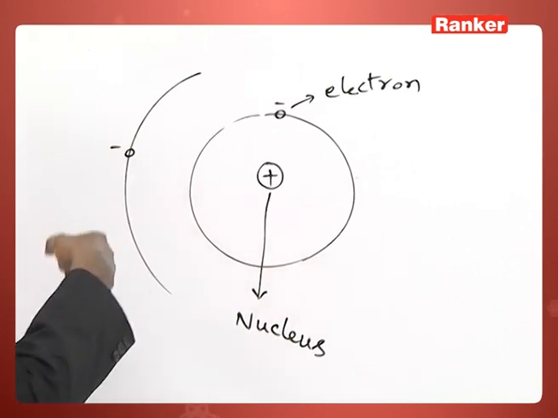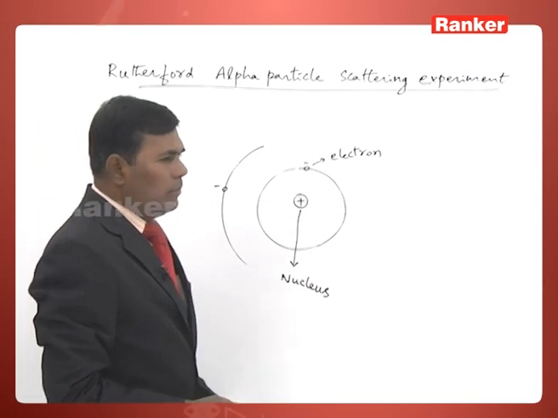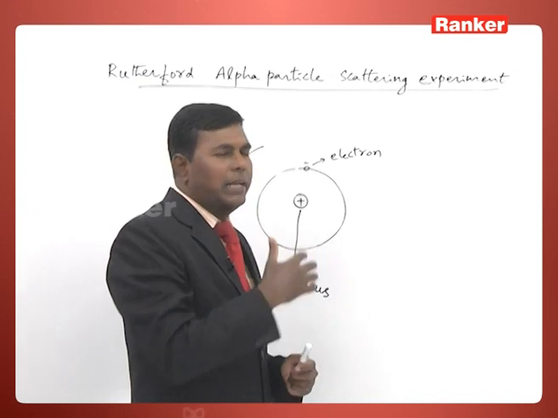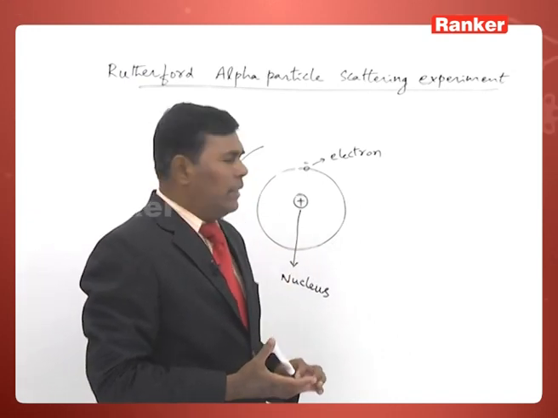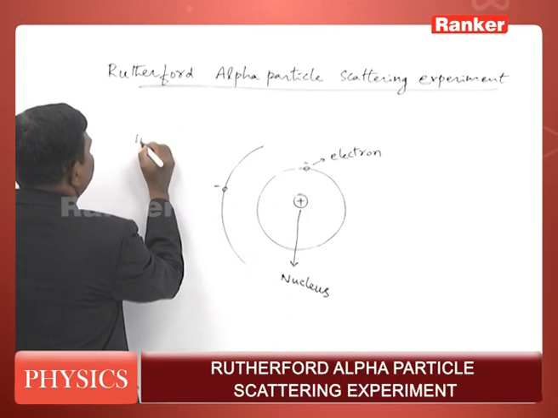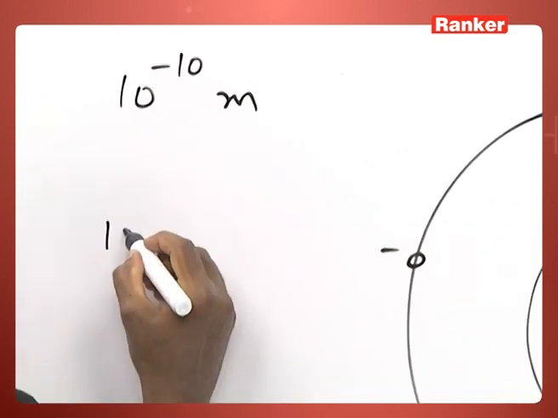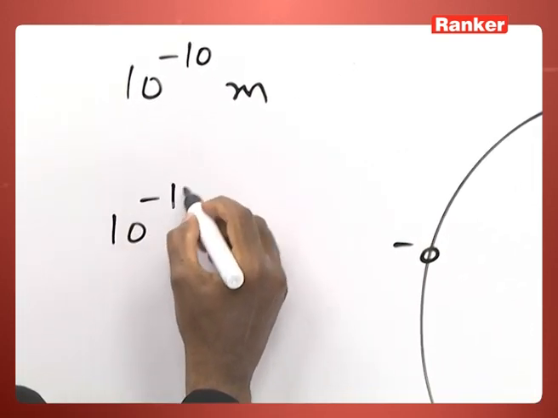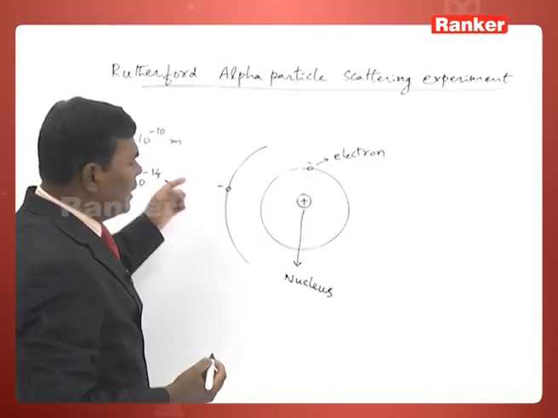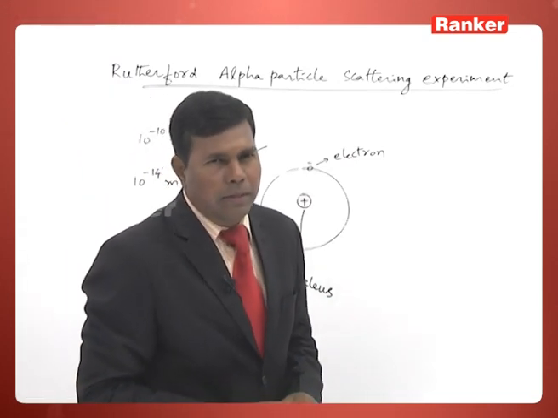Therefore, the electron continuously moves in a circular orbit. With this kind of picture, certain phenomena observed at that time can be explained successfully. Further, the dimension of the atom is about 10 power minus 10 meters, whereas the dimension of the nucleus is about 10 power minus 14 meters. You can see that there is a large empty space between the nucleus and the electrons.